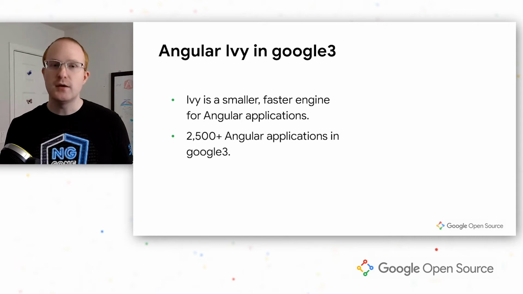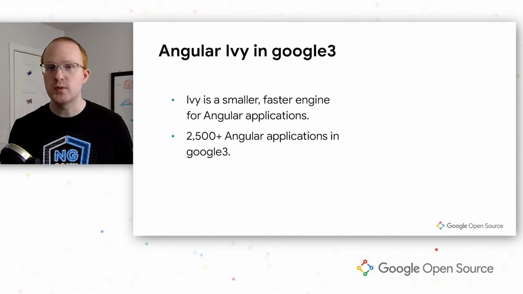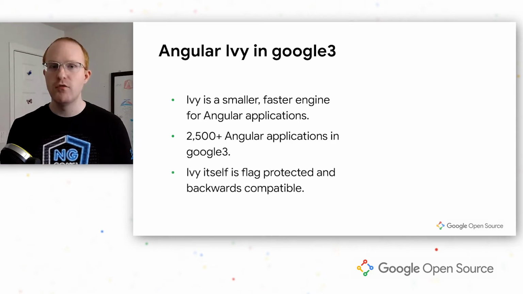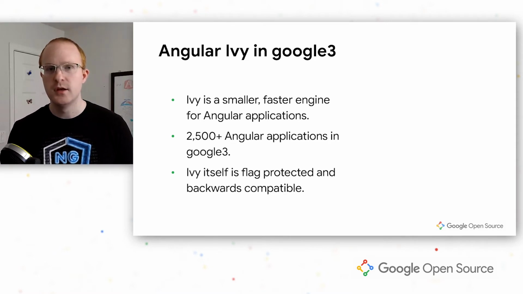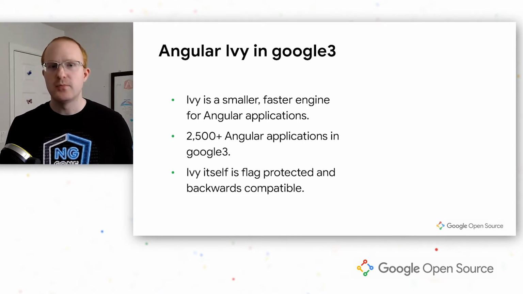We've got over 2,500 Angular applications in Google 3, so we want to upgrade them to Ivy as quickly and easily as possible. Fortunately, Ivy itself is a re-implementation of existing Angular APIs, which means that applications generally shouldn't have to change their code in order to work with Ivy, making a migration much simpler since turning on Ivy is as simple as a flag flip. So if all we want to do is flip a flag, then this should be an easy change, right? Well, let's see how this might work.